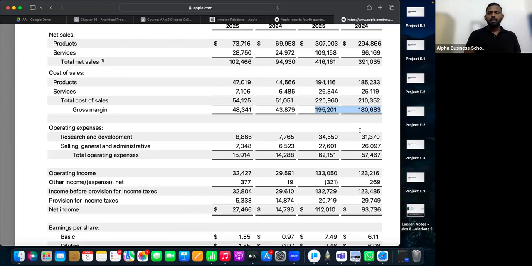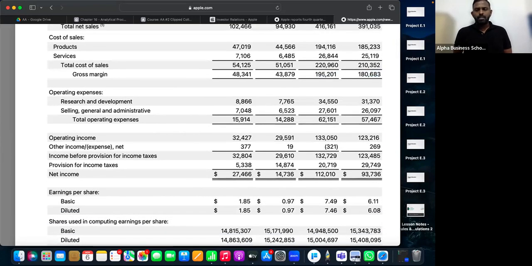Last year research and development expenditure 31, this year 34, sounds okay. 26 to 27, selling and general and administrative expenditure, that sounds okay. Operating income last year 123, this year 133, perfect. Other income 269, that's too small. When I'm doing analytical review, other income, I don't want to bother. I know there's an anomaly, but it's a very tiny amount, so forget about it. Income before provision, net profit. So overall, when I look at Apple's P&L, it looks good. There's no anomalies, no unusual things coming out.